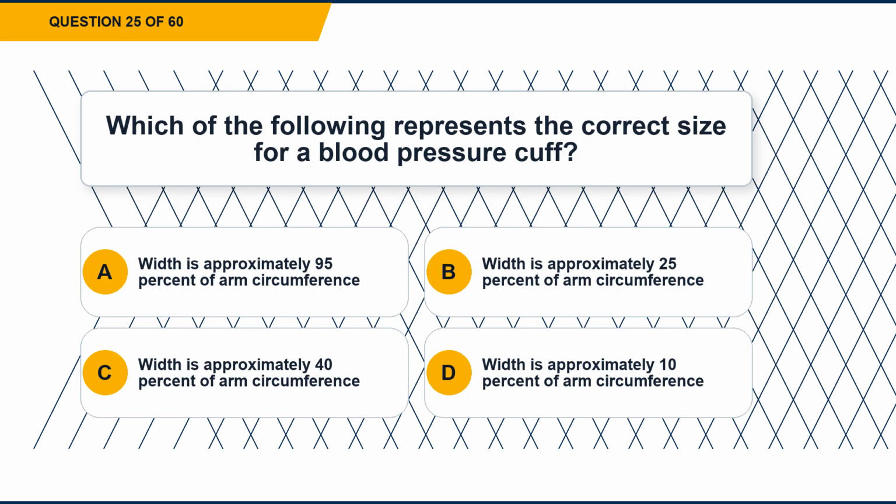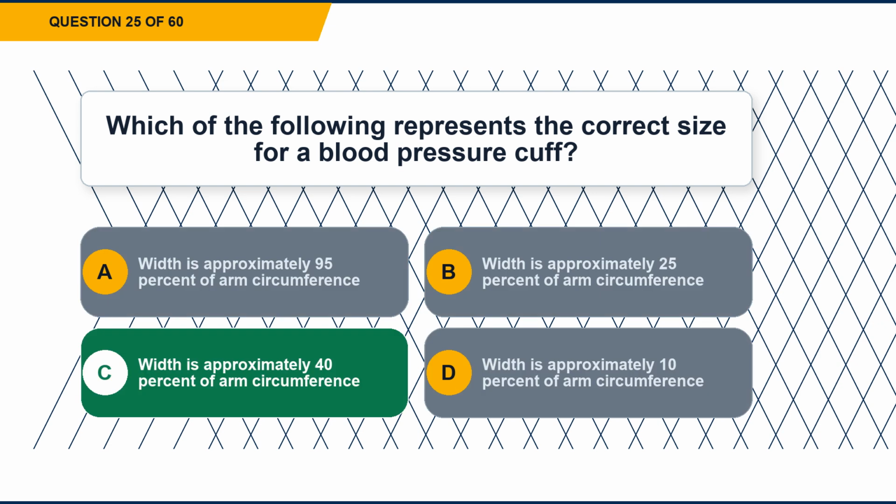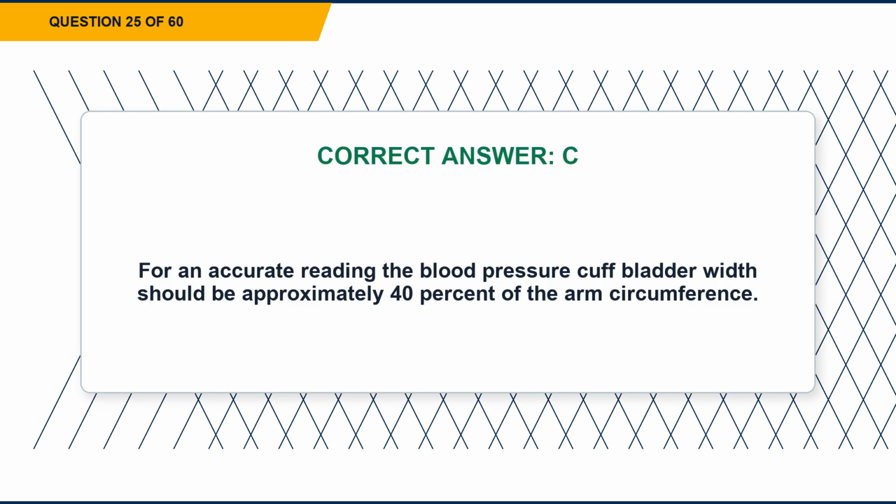Question 25. Which of the following represents the correct size for a blood pressure cuff? Option A, width is approximately 95% of arm circumference. Option B, width is approximately 25% of arm circumference. Option C, width is approximately 40% of arm circumference. Option D, width is approximately 10% of arm circumference. The correct answer is option C, width is approximately 40% of arm circumference. Explanation. For an accurate reading, the blood pressure cuff bladder width should be approximately 40% of the arm circumference.